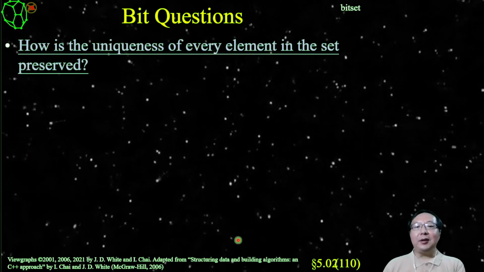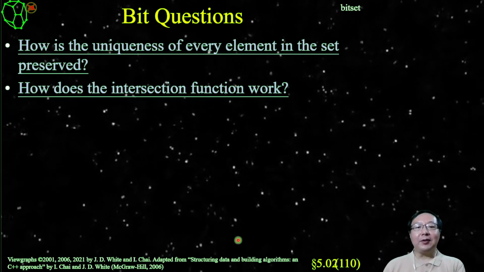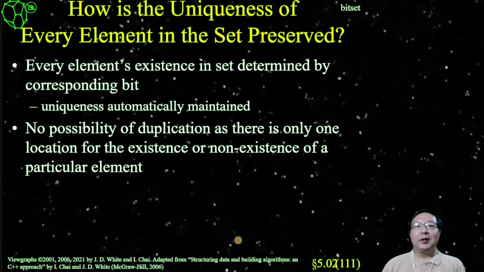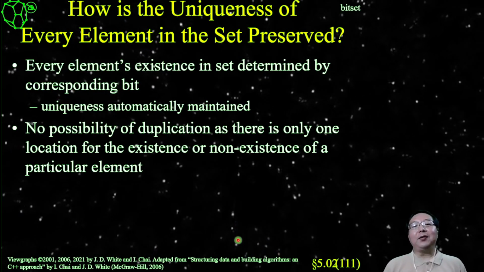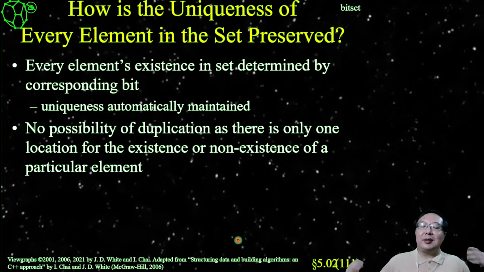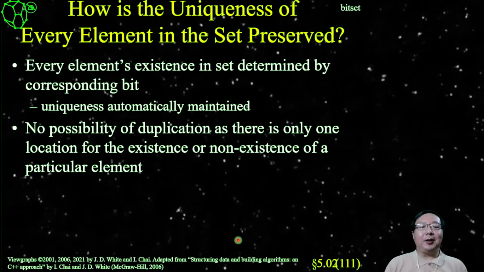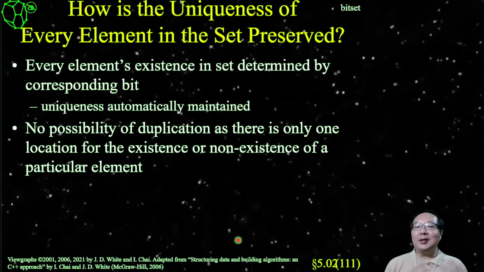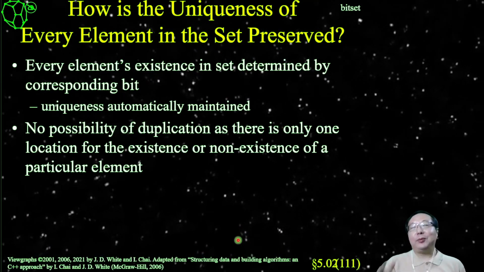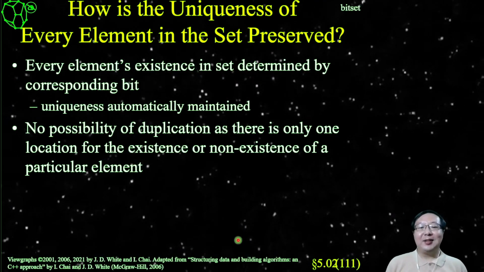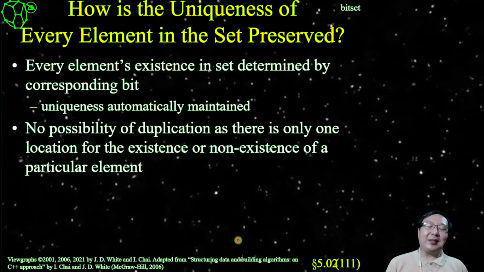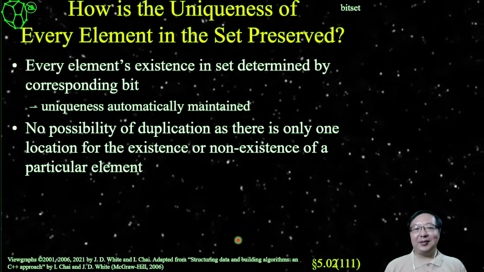So how is the uniqueness of every element in the set preserved? How does the intersection function work? And how does the union function work? The uniqueness of every element in the set is preserved because it is determined by the corresponding bit. So the uniqueness is automatically maintained because that bit is either 0 or 1. It's binary, so it cannot be anything else, right? If the thing is there or the thing is not there, that's it.